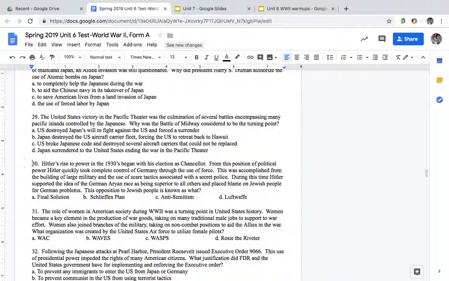Number 30. Hitler's rise to power in the 1930s began with his election as chancellor. From this position of political power, Hitler quickly took complete control of Germany through the use of force. This was accomplished through the building of a large military and the use of scare tactics associated with the secret police. During this time, Hitler supported the idea of the German Aryan race as being superior to all others and placed blame on the Jewish people for German problems. This opposition to Jewish people is known as what? A. Final Solution. B. The Schlieffen Plan. C. Anti-Semitism. Or D. Luftwaffe.